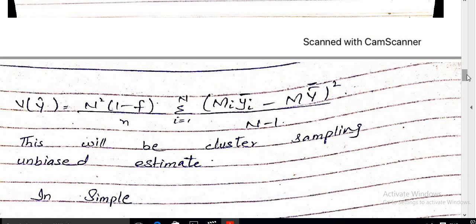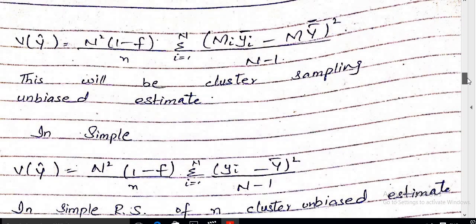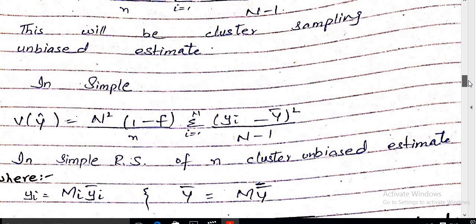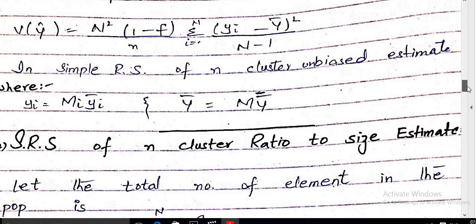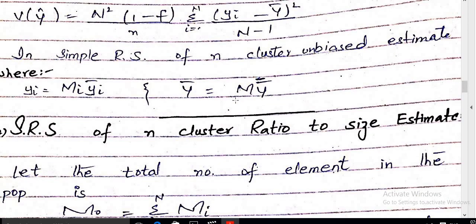The variance of y bar is equal to capital N square into 1 minus f divided by n, the sum of i from 1 to capital N of mi yi bar minus m into y double bar, whole square, divided by capital N minus 1. This will be the cluster sampling unbiased estimate. For samples, the variance of y hat is equal to capital N square into 1 minus f over n, the sum of i from 1 to capital N of y minus y bar whole square, divided by capital N. Here y is equal to mi yi bar, that is, y bar is equal to m into capital Y double bar.